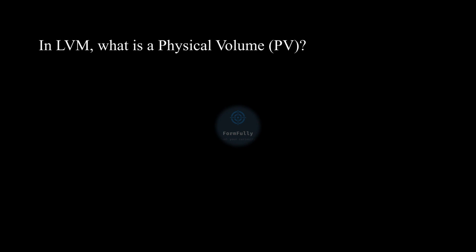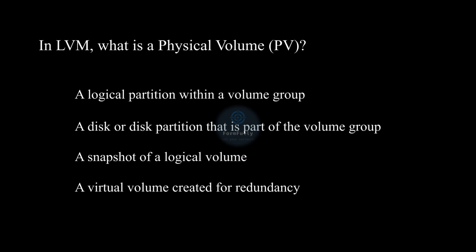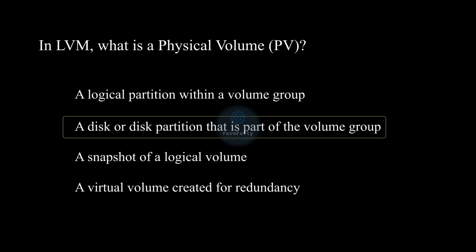Question. In LVM, what is a physical volume? Options: a logical partition within a volume group, a disk or disk partition that is part of the volume group, a snapshot of a logical volume, and a virtual volume created for redundancy. The correct option is second. The PV in LVM is a disk or disk partition that is added to a volume group to provide physical storage for logical volumes, and the other options do not accurately describe a PV in LVM.